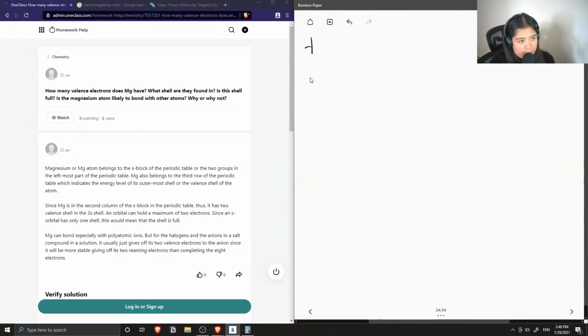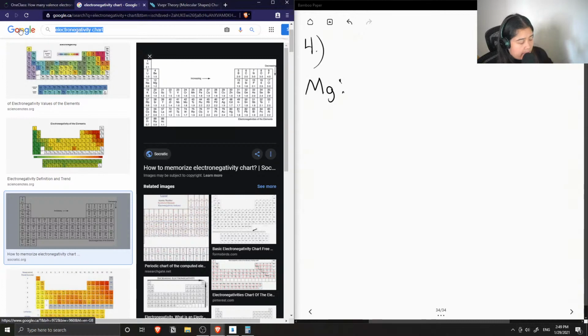Okay, so question number 4. How many valence electrons does magnesium have? What shell are they found in? Is this shell full? And is the magnesium atom likely to bond with other atoms? Why or why not? Okay, so to answer this question, first let's draw the electron configuration for magnesium.